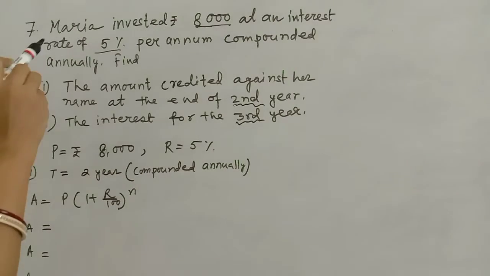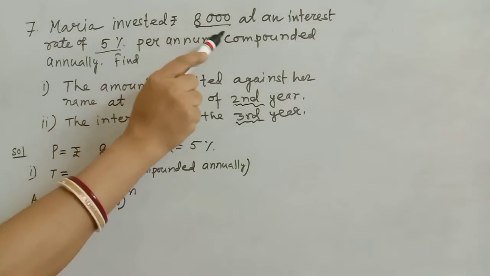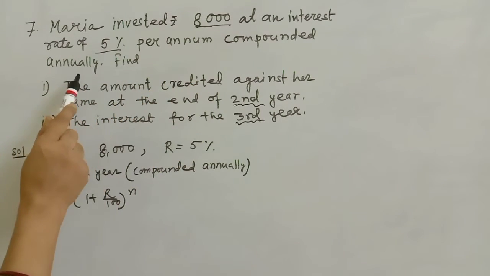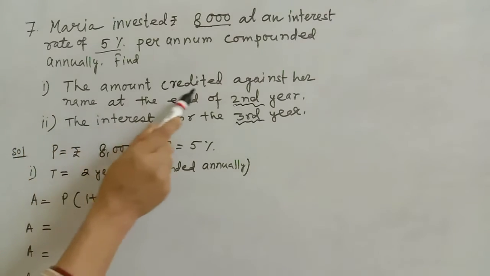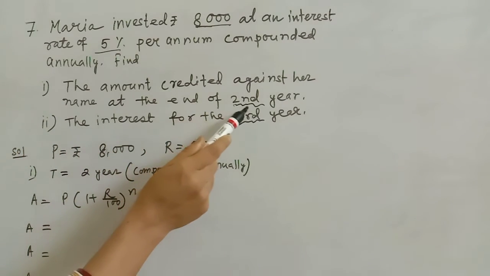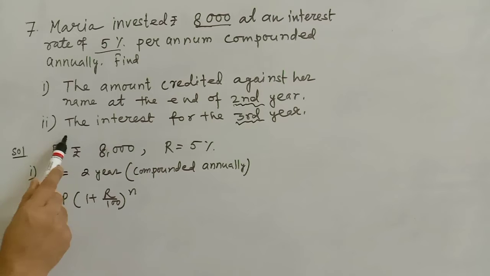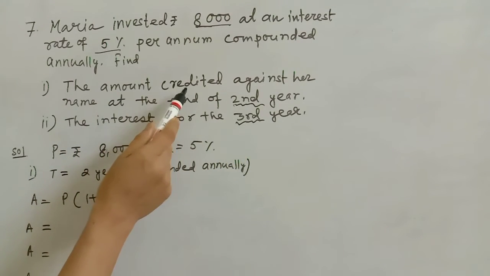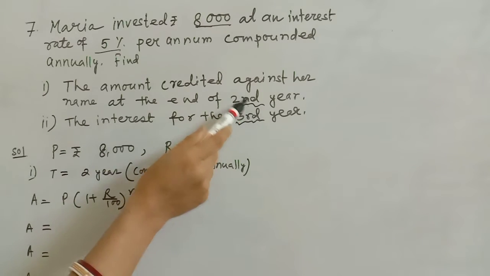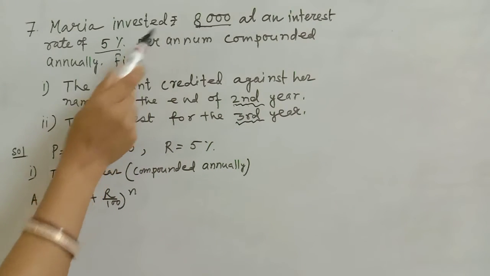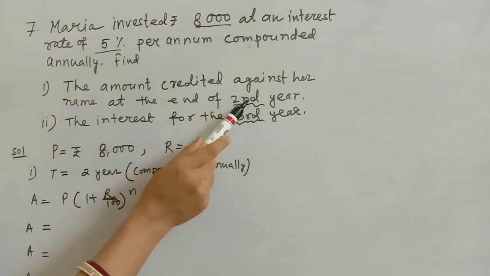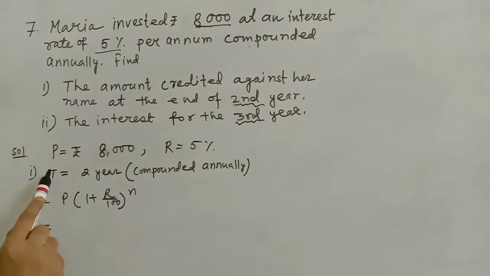Now question number 7. Maria invested rupees 8,000 at an interest rate of 5% per annum compounded annually. Find the amount credited against her name at the end of second year. Question number 2, the interest for the third year. So for the second year, that means time is second year, and see principal is here 8,000, rate 5%, compounded annually, time 2 years. So put the formula for compounded annually.